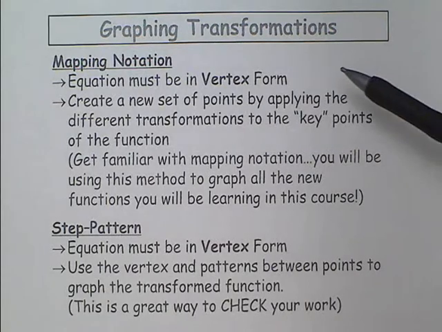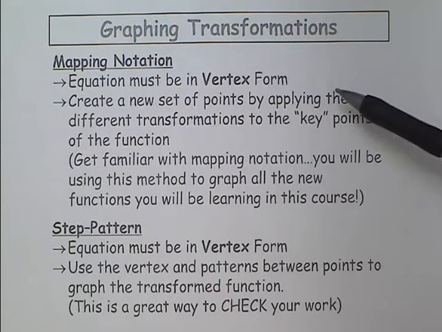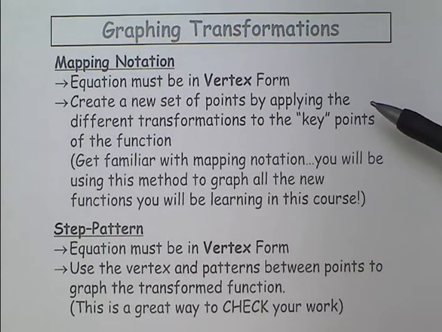So in mapping notation, the equation must be in vertex form. So you want to be able to see all the different transformations that are applied to y equals x squared in order to create the new function. What we're going to do is create a new set of points by applying the different transformations to the key points of the function. So depending on what your function is, in a quadratic function, you're going to have a specific set of key points. Those key points will help show the curvature in the graph.